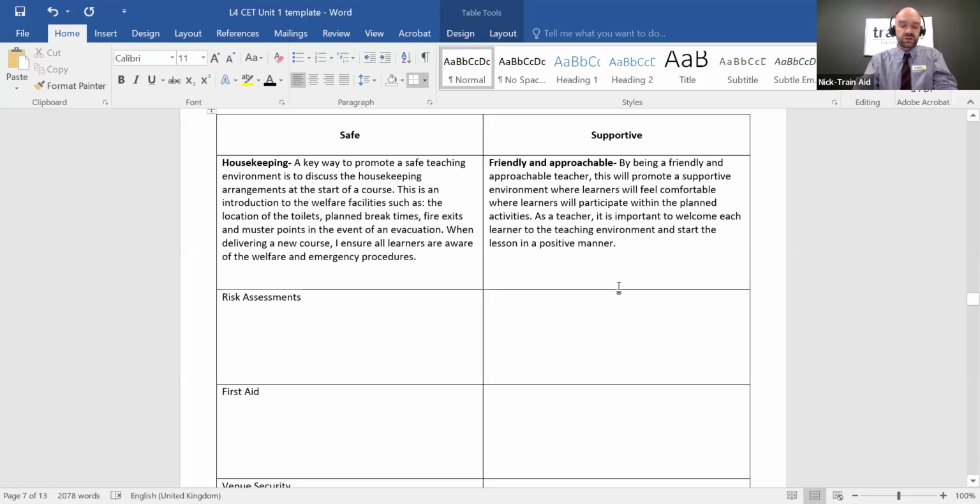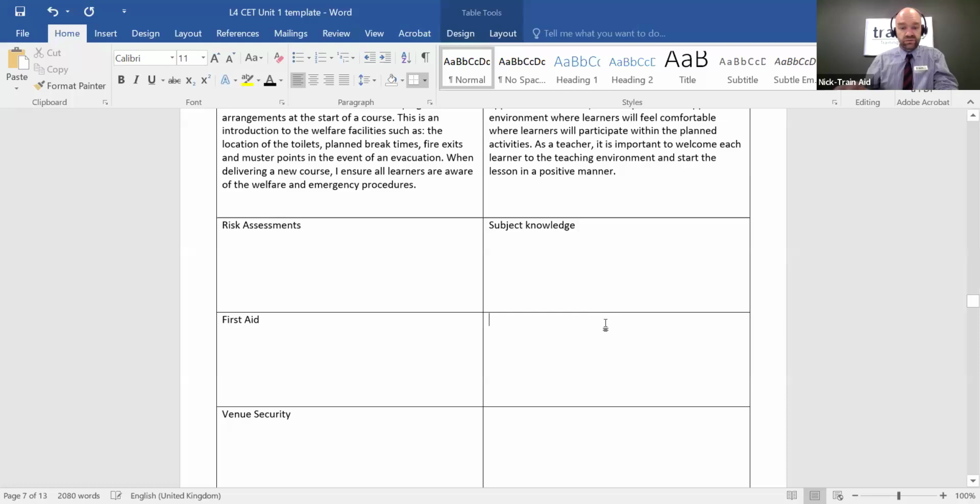Other key ones I would write about is obviously subject knowledge, which I will come to in a moment. So subject knowledge, we also have ground rules. And I would also say about signposting. Let me do that now.